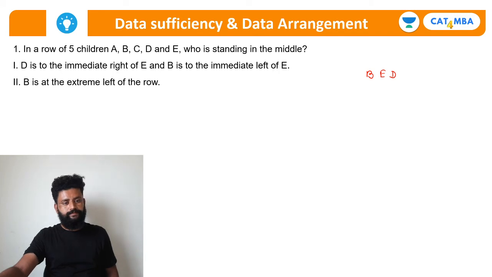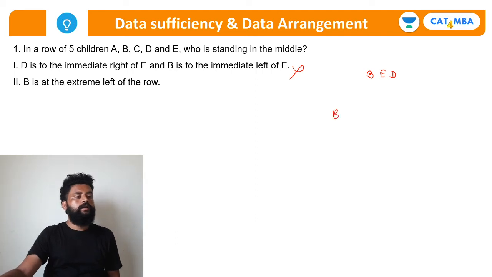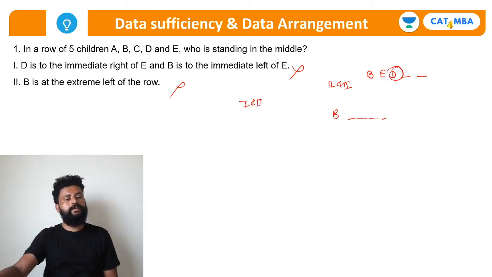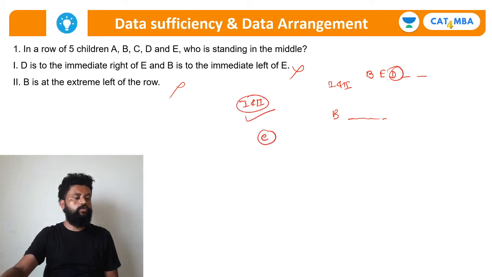Okay, so who is in the middle? We cannot say. This is not sufficient. B is at the extreme left, and we just have this information. We cannot say, this is not sufficient. But if we know both the clues, 1 and 2 together, then we can say D is in the middle. So 1 and 2 together are sufficient to answer the question. That is, answer option E.